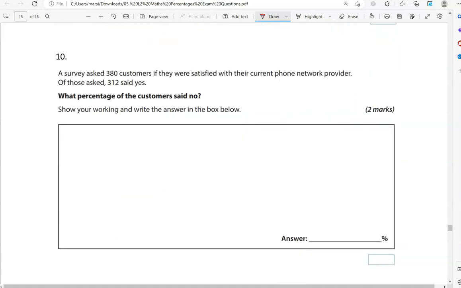A survey asked 380 customers if they were satisfied with their current phone network provider. Of those asked, 312 said yes. What percentage of the customers said no? Show your working and write the answer in the box below. So 312 said yes. So if we do 380, which is the total, take away 312, should give us how many said no.